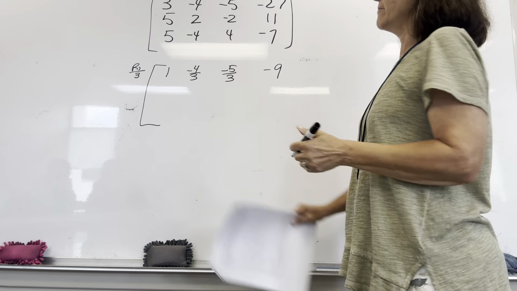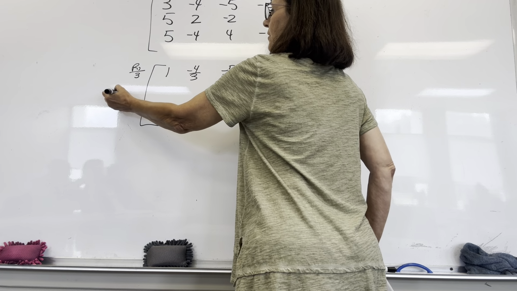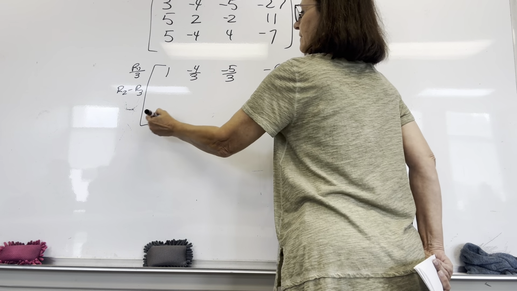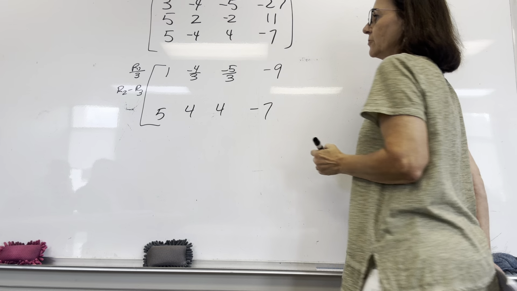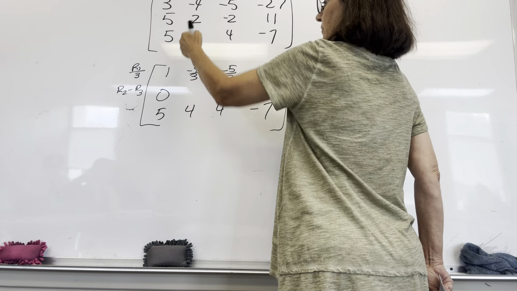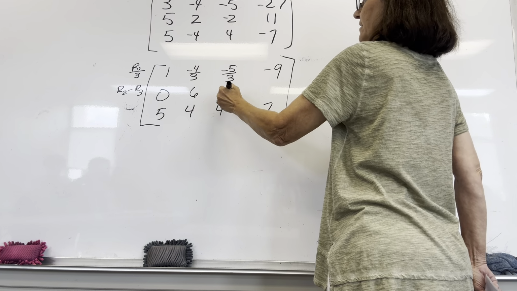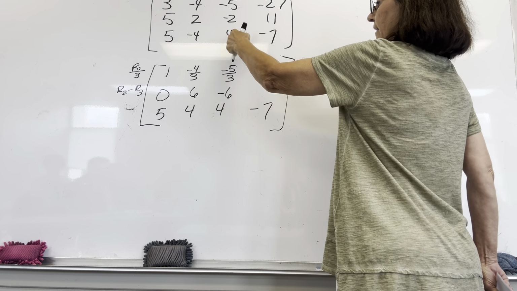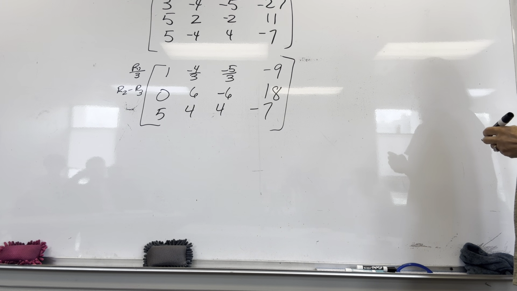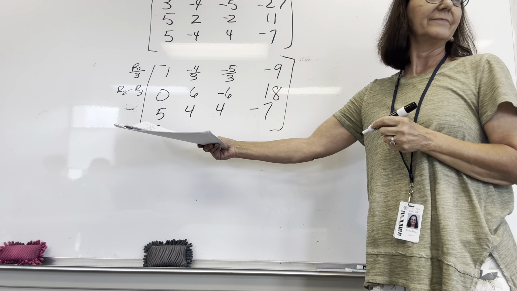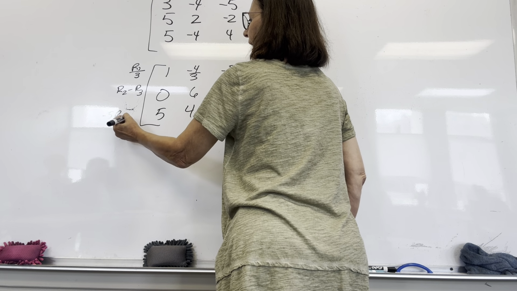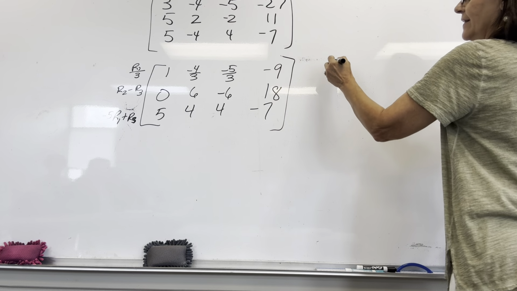I'm going to go ahead and make this 0. I'm going to take row 2 minus row 3 to make that 0. So I'm not doing anything to row 3. It'll be 0, 6, 2, that's negative 6, right? Negative 2. Yeah, you're right. Negative 6. Okay, that's positive 18. Now I need to make this 0. So this is where it's not going to be pretty. I'm going to take negative 5 times row 1 and add it to row 3. We'll stop there.